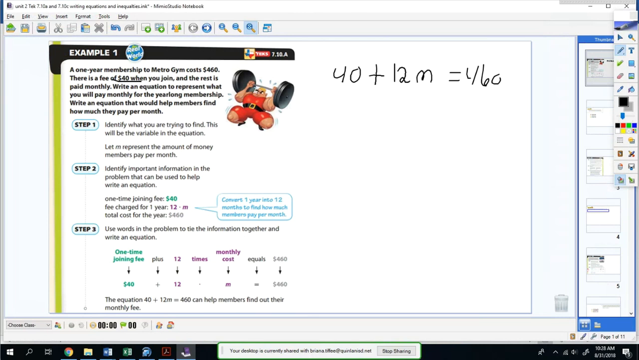What I do is read through the word problem and pull out the information as you see it to create your equation.